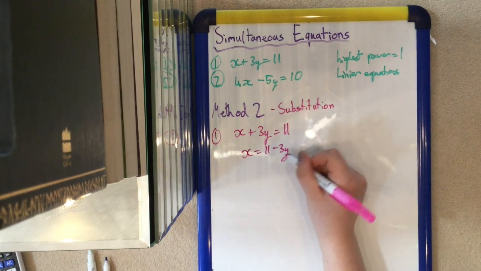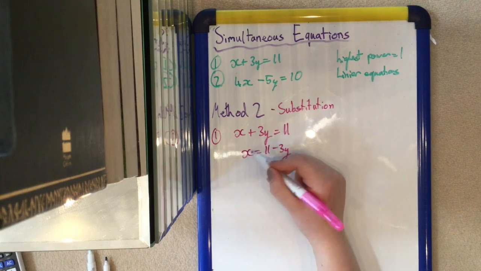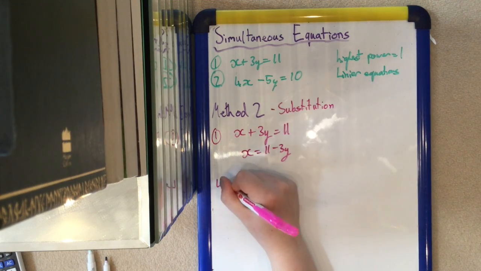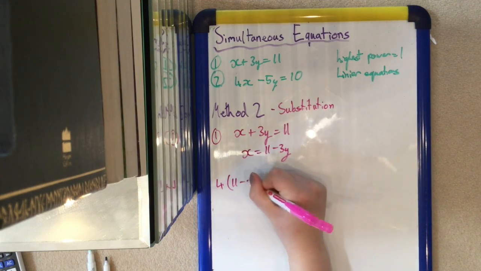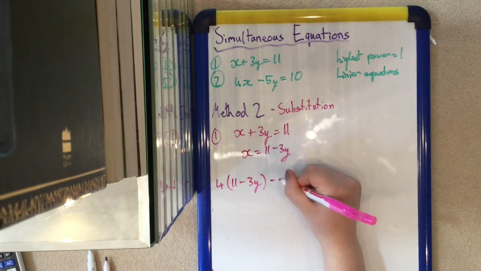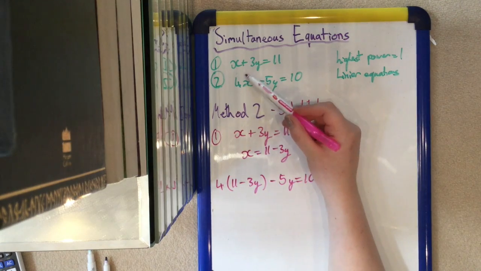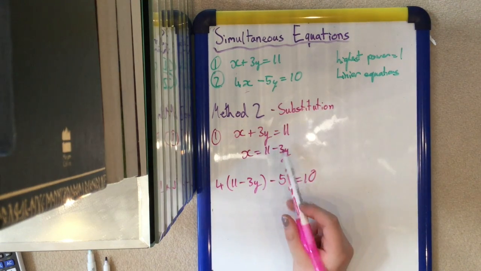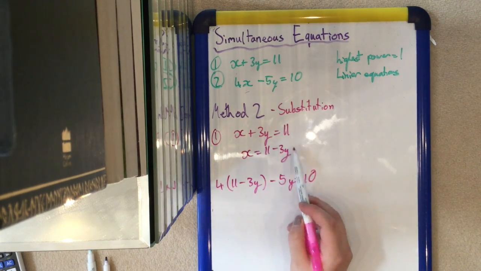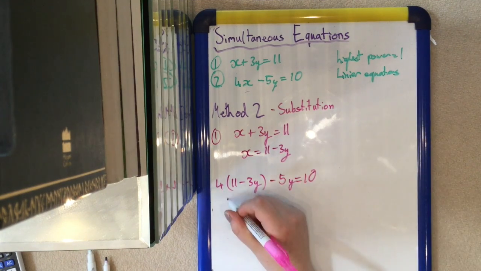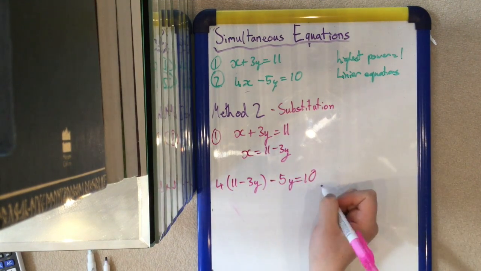The next step is to substitute this x into this equation 2. 4 lots of 11 minus 3y minus 5y equals 10. So as you can see, I've taken the x from this equation and replaced it with this expression for x formed from the other equation. Then I simply expand these brackets and solve for y.